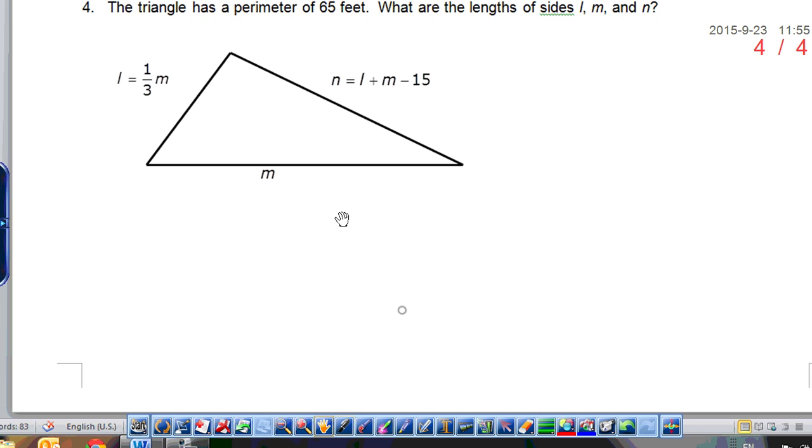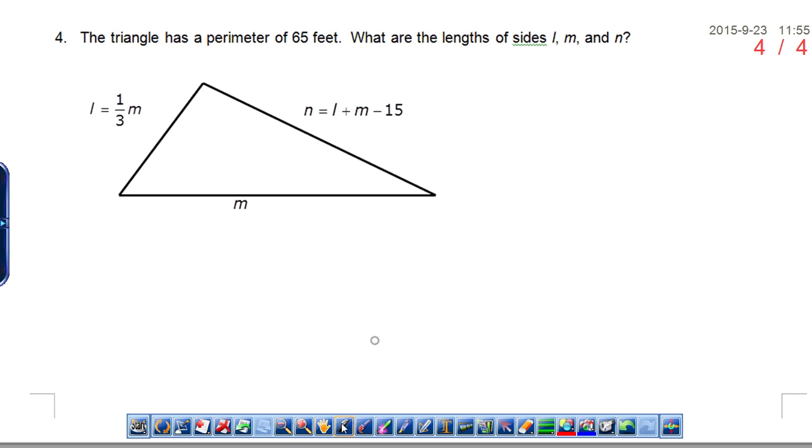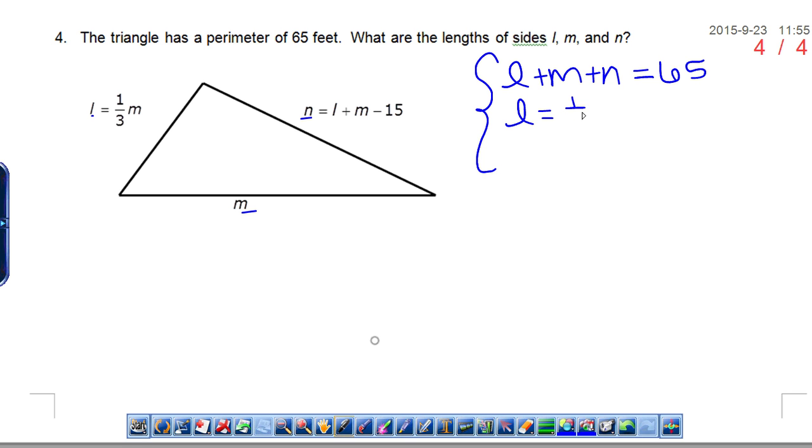We are given a triangle, and we are told that that triangle has a perimeter of 65 feet. All right, well, what do we know? We know that perimeter is when we add up all the sides. So I'm going to take my general sides, L, M, and N, and I'm going to add those up. So L plus M plus N is equal to 65. Then I get my other 2 equations, because I have 3 variables, so I have to have 3 equations from my picture. L is equal to 1/3 M, and N is equal to L plus M minus 15.